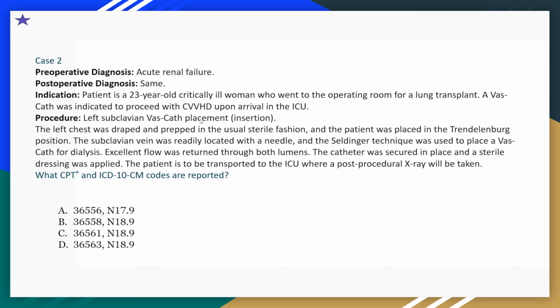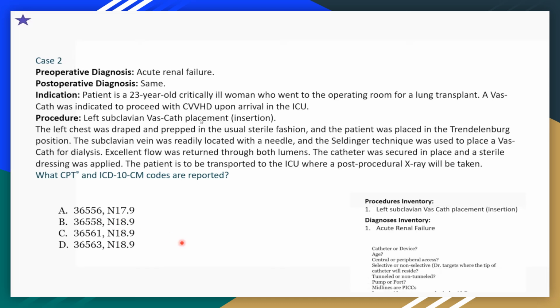The left chest was draped and prepped in the usual sterile fashion, and the patient was placed in the Trendelenburg position. The subclavian vein was readily located with the needle, and the Seldinger technique was used to place the vas cath for dialysis. Excellent flow was returned through both lumens. The catheter was secured in place and the sterile dressing was applied. The patient is to be transported to the ICU where the post-procedural X-ray will be taken. And we have the code, and of course the ICD code also. Now if you see the ICD codes, there is only one code which is different. So we'll be concentrating on finding the correct CPT code first.